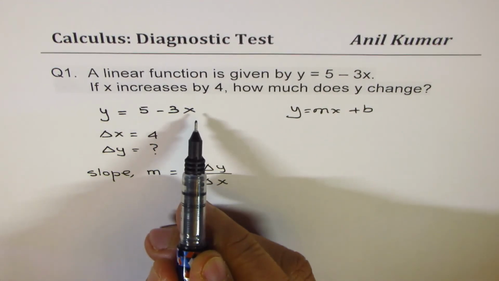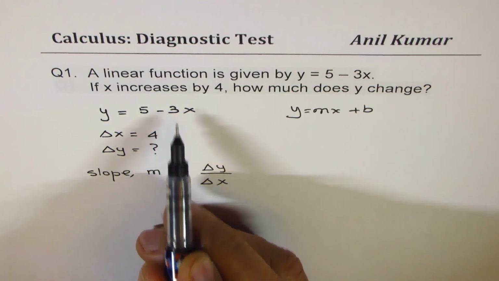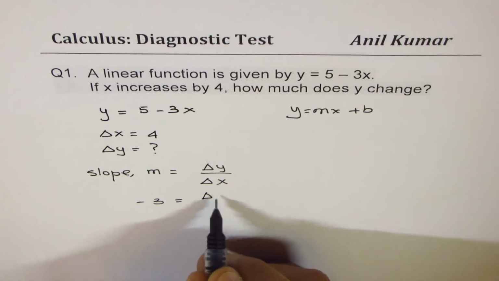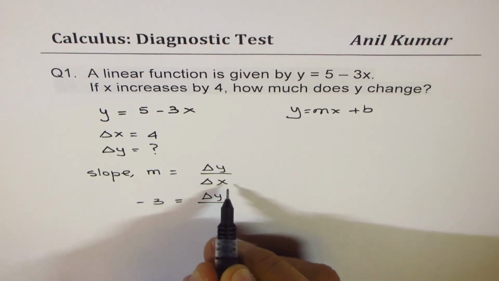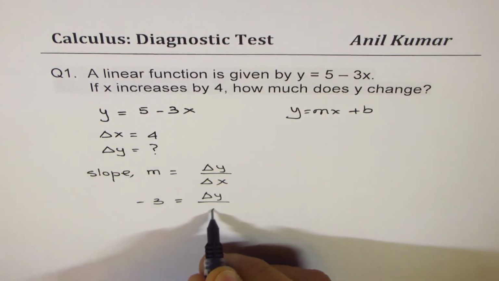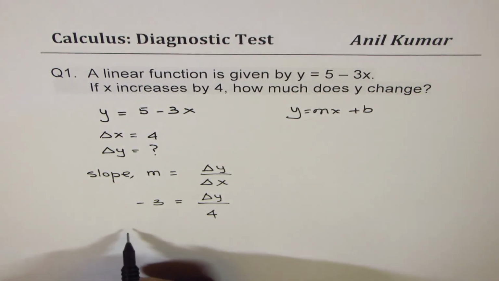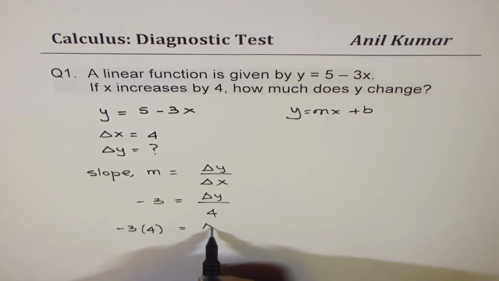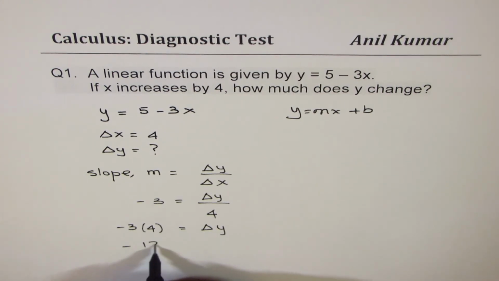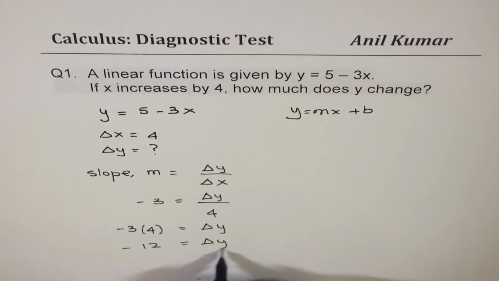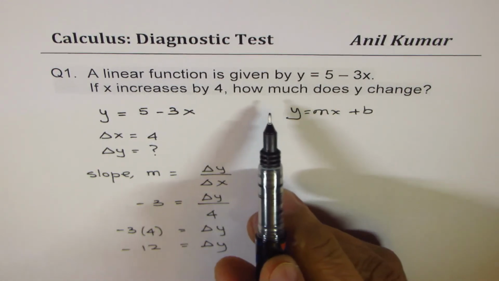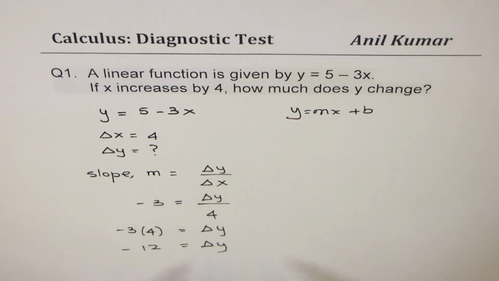Now from the given equation, you know the slope is minus 3. So you could always write this as minus 3 equals change in y over change in x, which is given as 4. Now if you cross multiply, you get minus 3 times 4 equals change in y. So minus 12 is the change in y. Do you get an idea, right? So you can say that, how much does y change? y changes by minus 12.